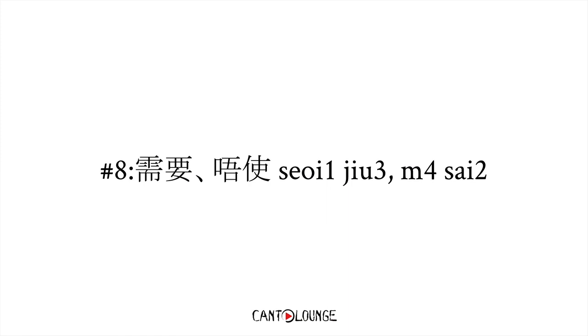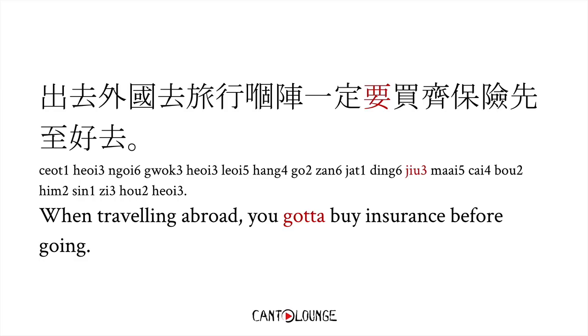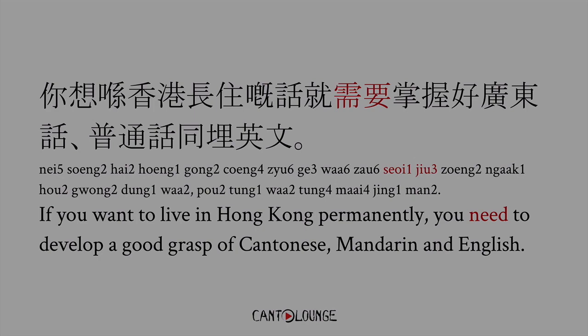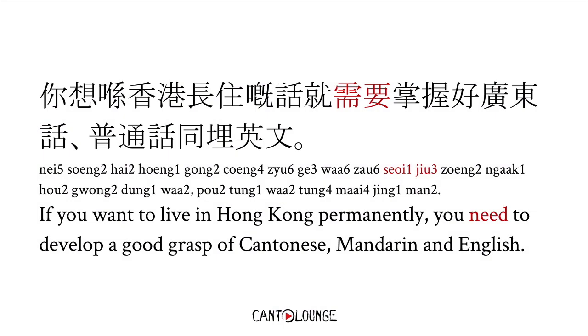Moving on. Did I not increment? Oh, I did. Sorry. Number 8. So we have 需要 and 唔使. So 需要 means need, and 唔使 means don't need. Or you can simply say 唔需要, but 唔使 is also possible. Okay. So for example, here we have 你想喺香港長住嘅話，就需要掌握好廣東話、普通話同埋英文.